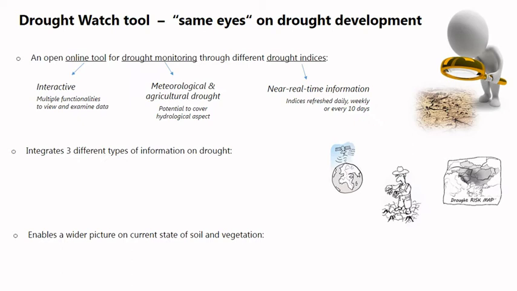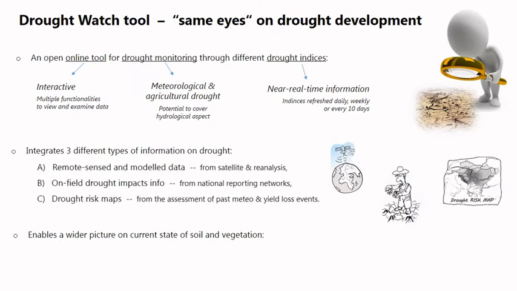As mentioned in the previous slide, Drought Watch integrates 3 different types of drought information. This includes remote sensed and modeled datasets, which are obtained from satellites and reanalysis, then on-field drought impact information, obtained from national reporting networks. I will talk more about them in separate videos. And there are also drought risk maps that were created through a one-time assessment of past rainless events and past yield loss events.